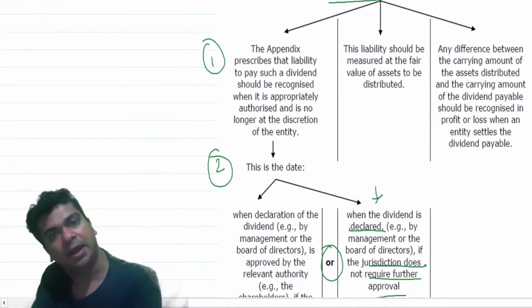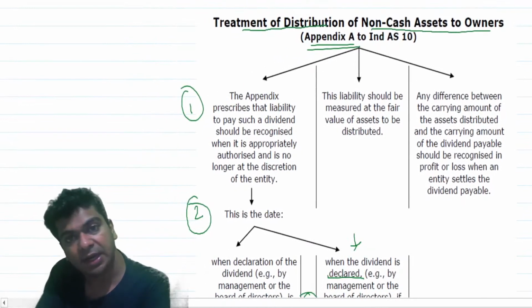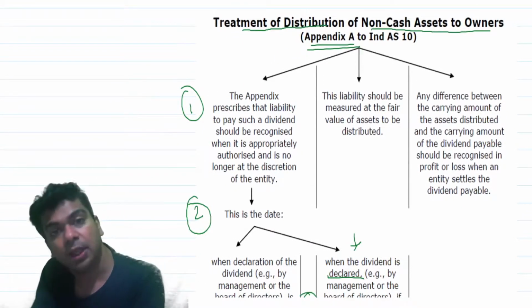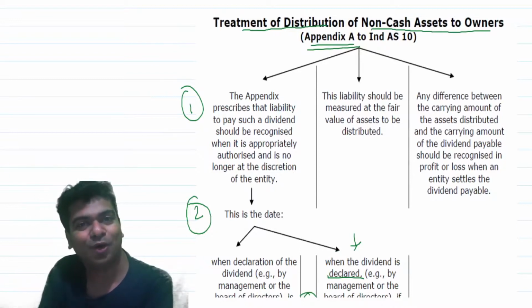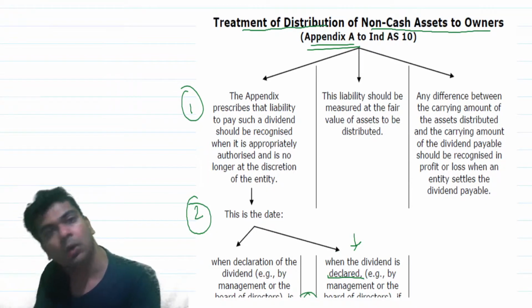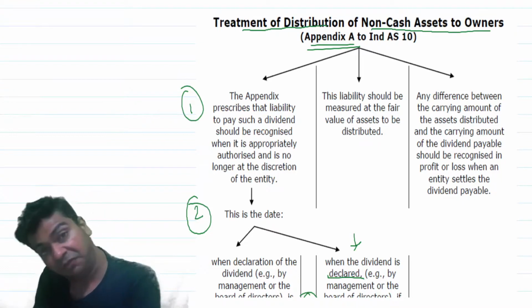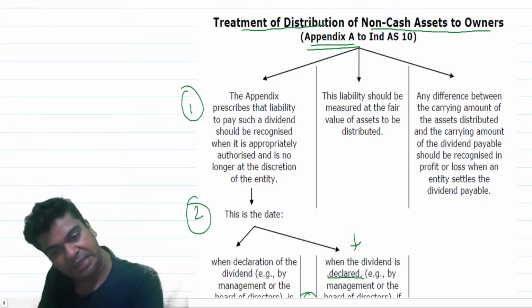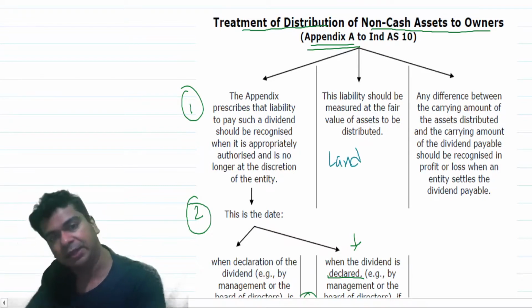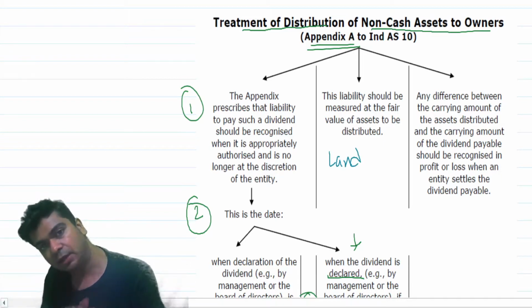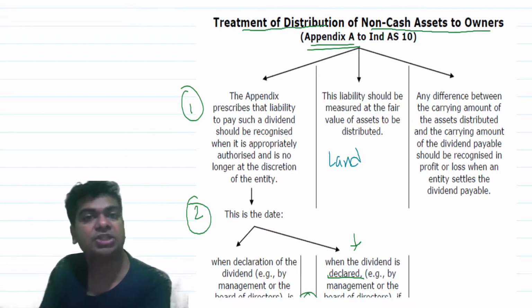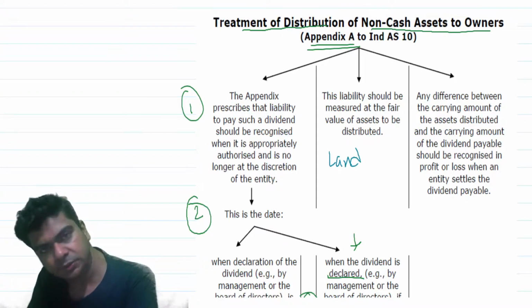The next question that arises is that, okay, the dividend has been authorized. Now I should record the accounting entry, but by what amount should I record the accounting entry? Ask yourself, which is the asset that you are going to distribute by way of dividend? Let us say we have a piece of land. The company is owning a piece of land. You have decided to distribute land as a non-cash asset amongst your owners.